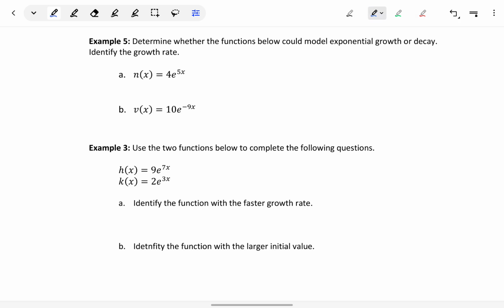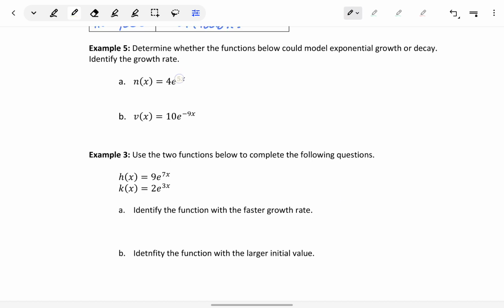So in example 5, we want to determine whether the functions below could model exponential growth or decay and identify the growth rate. When we talk about growth rate, what we're interested in is the coefficient in front of the variable in our exponent. So n of x equals 4e to the 5x could model exponential growth because our growth rate of 5 is greater than 0. And v of x equals 10e to the negative 9x could model exponential decay because our growth rate of negative 9 is less than 0.